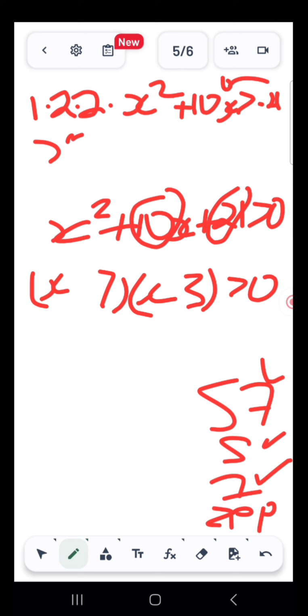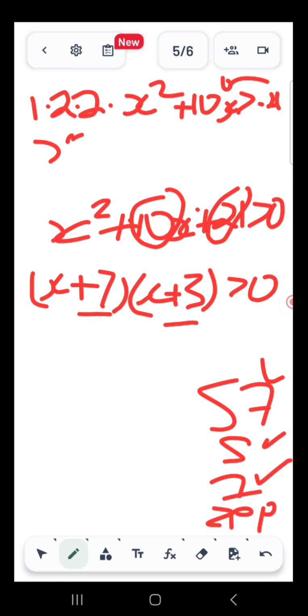Because 7 times 3 is 21, and 7 plus 3 is 10. And then since the middle sign is positive, both your brackets will be positive. If everything is positive, right? Now these are your factors, right?